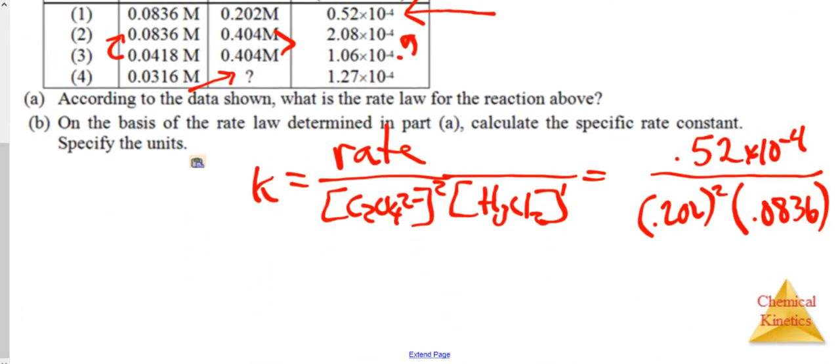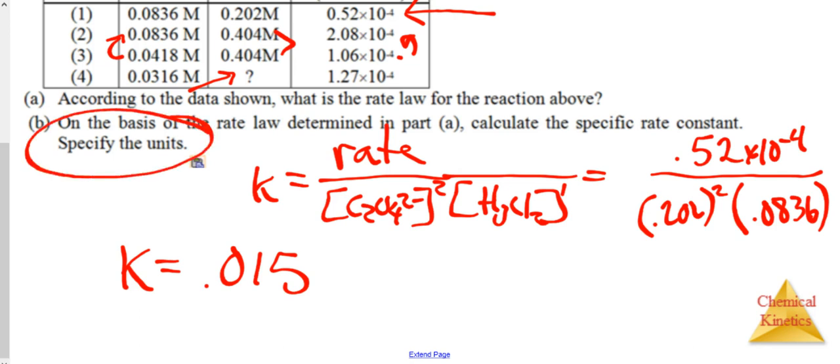When you did this and you solved for K, do we have more than one person that thinks the same value? 0.015? Who agrees with that? Okay, so that would be the answer so far. Specify the units. Oh, barf. So here we go.